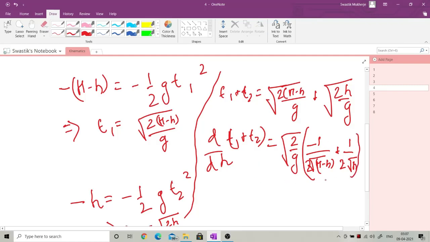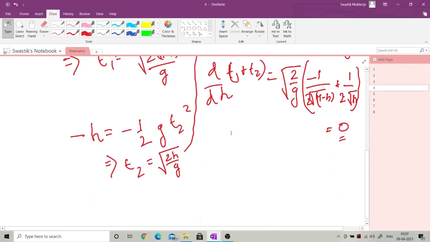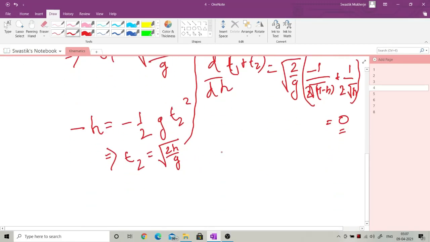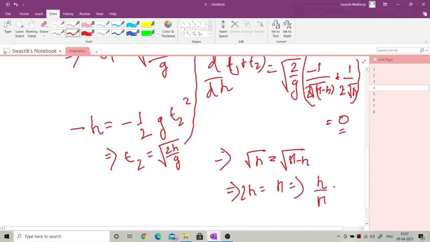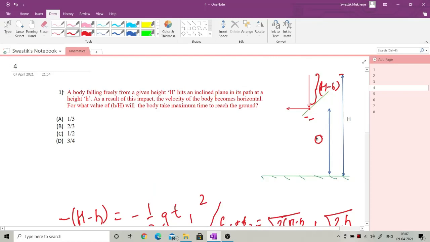Now this is equal to 0 because we're trying to maximize here. This implies root over h equals root over (H minus h), implies H equals 2h, implies h by H is 1 by 2. So this answer is correct.